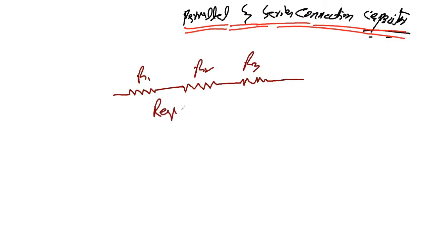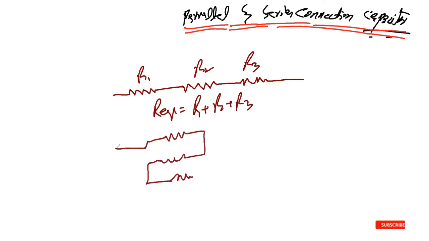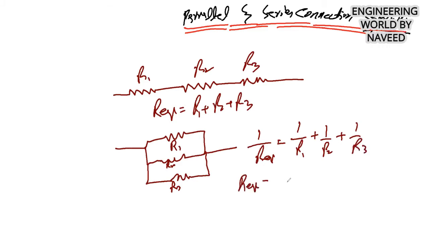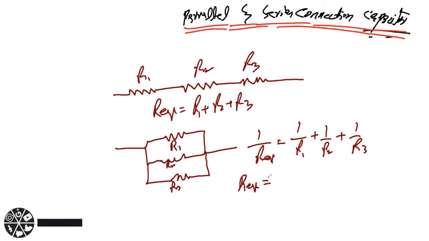Now your equivalent resistor will be equal to R1 plus R2 plus R3. If you have parallel connection of these resistors, then 1 by R equivalent is equal to 1 divided by R1 plus 1 divided by R2 plus 1 divided by R3. Or you can find it like this: R equivalent will be equal to the product of the resistors. If it is three resistors, you will take the product of all three resistors. If two resistors, you will take the product of two resistors.